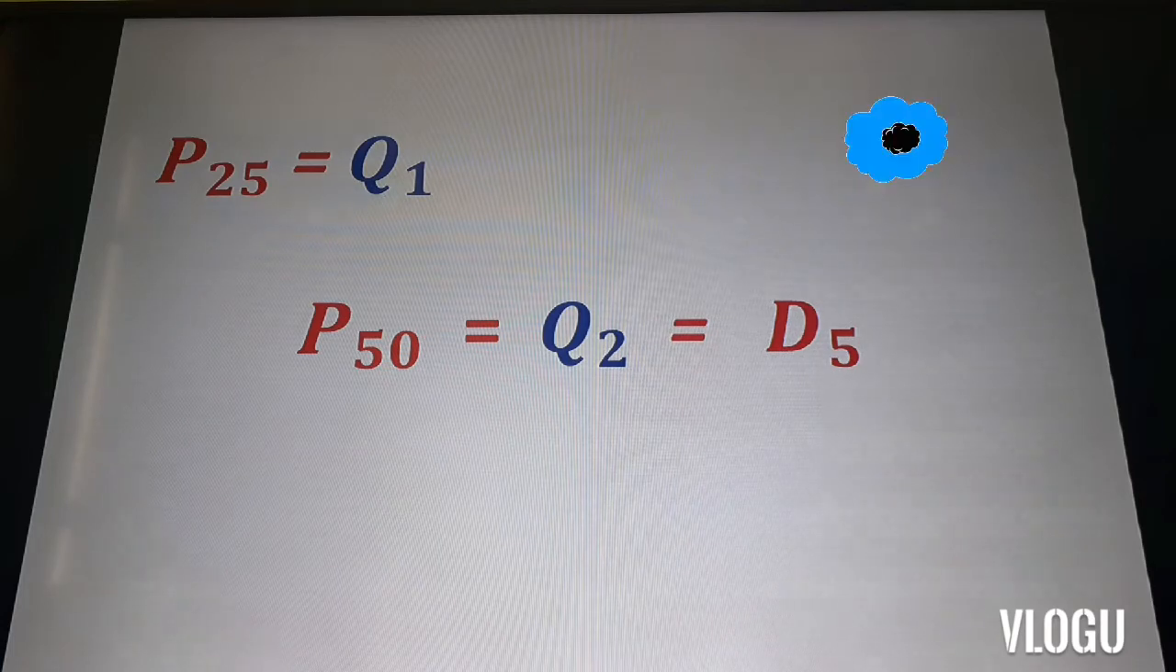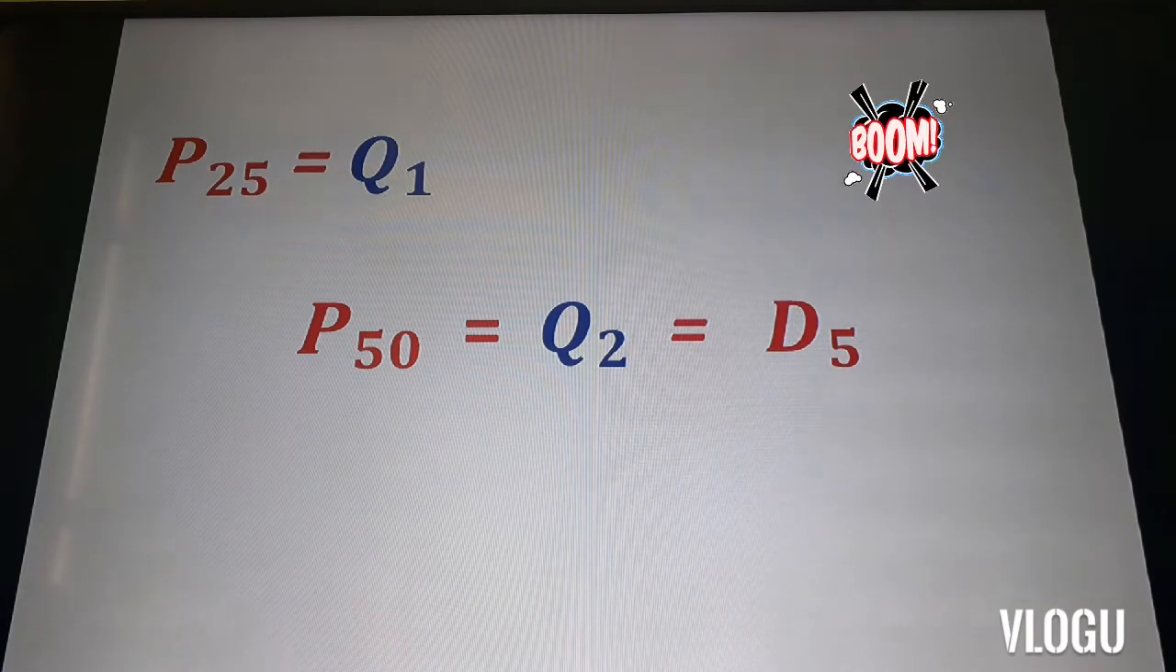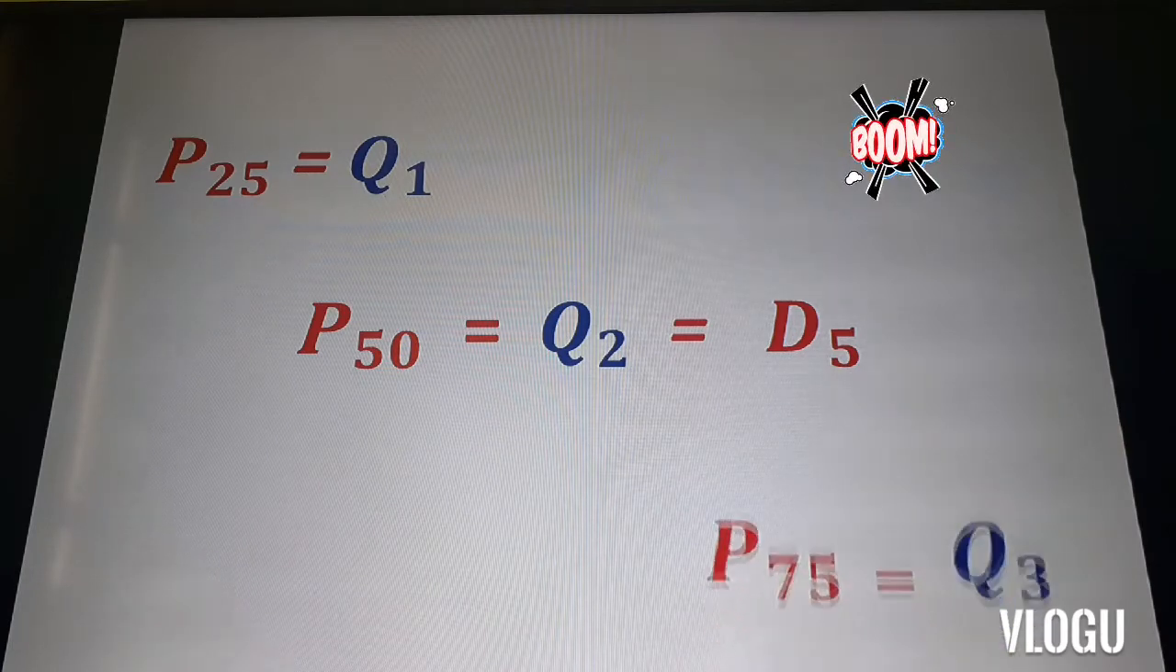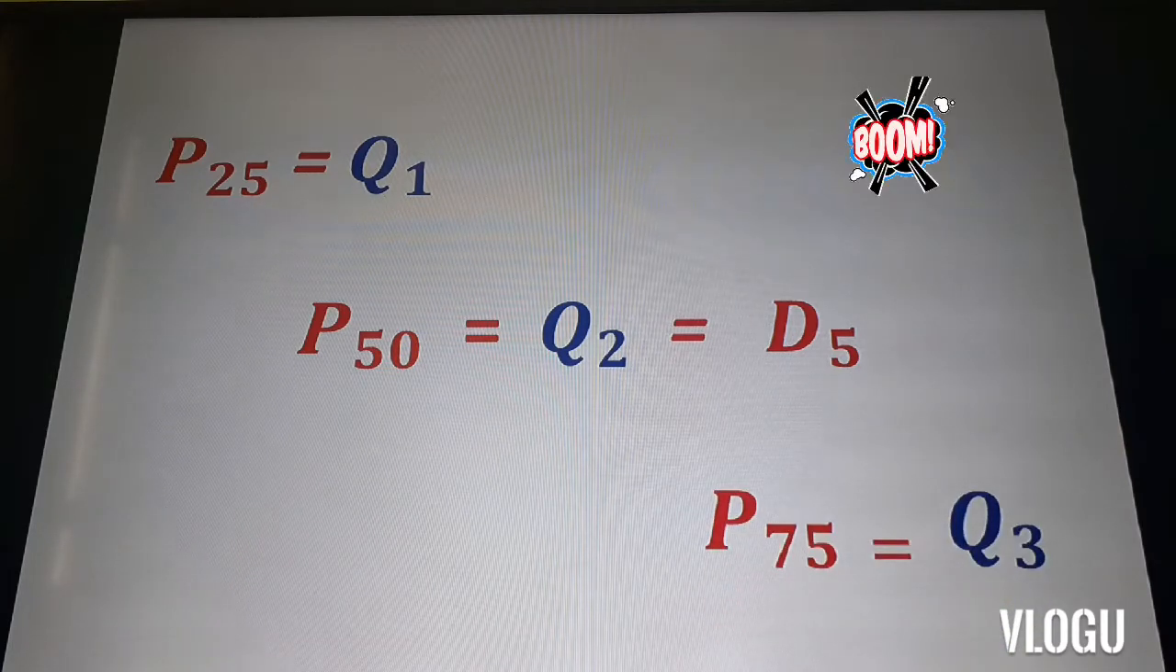We have also to remember that P sub 25 is equal to Q sub 1. This means that 25% of the given data is also equivalent to the first quartile. 50% of the data is also equivalent to the second quartile or decile 5. And 75% of the data is also equivalent to quartile 3.